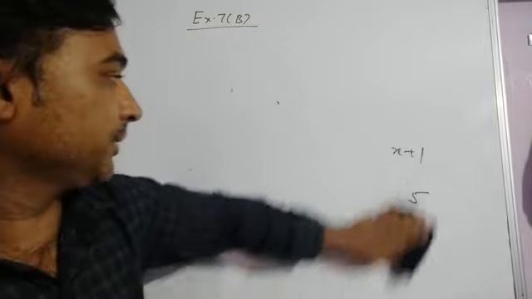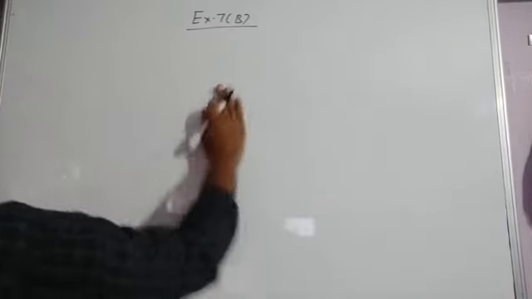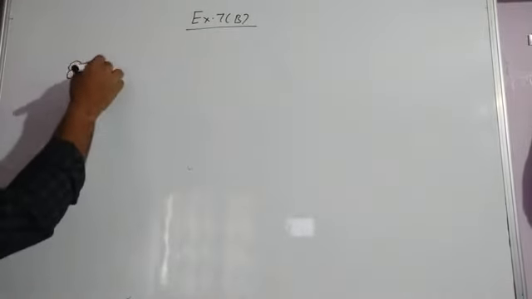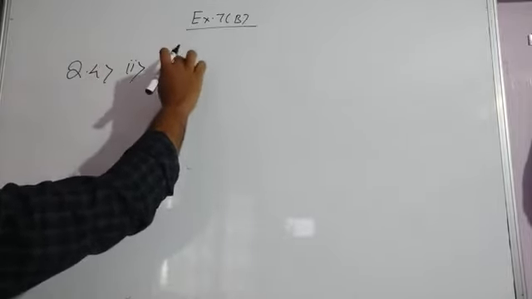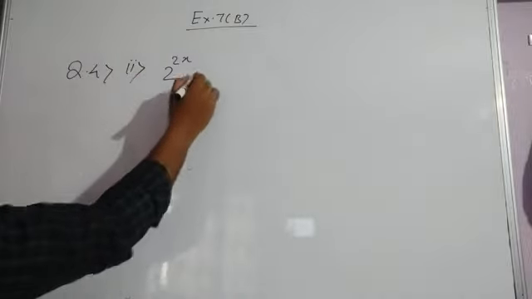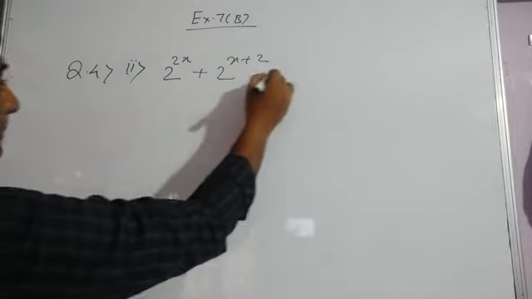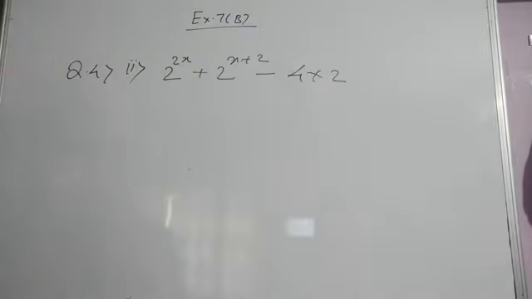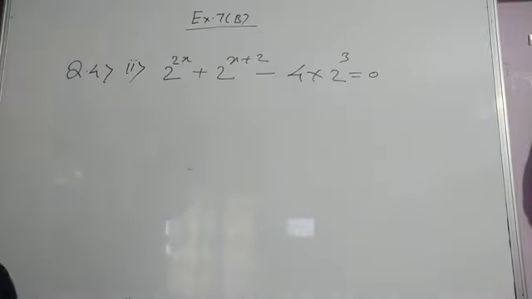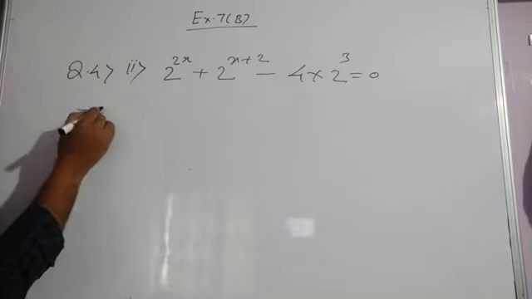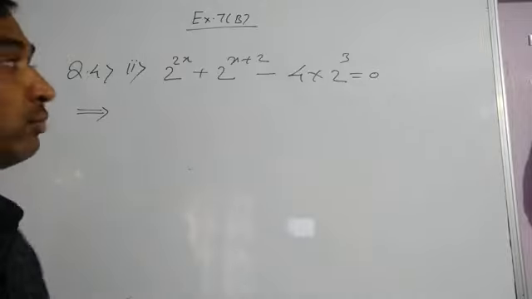That is question number 4, second part. Listen carefully. The equation is 2 raised to 2x plus 2 raised to x plus 2 minus 4 into 2 raised to 3 is equal to 0. But listen carefully. In this case, first of all, we need to understand the question, what the question wants to convey to us, in what fashion we are supposed to go, what will be the strategy in this case.